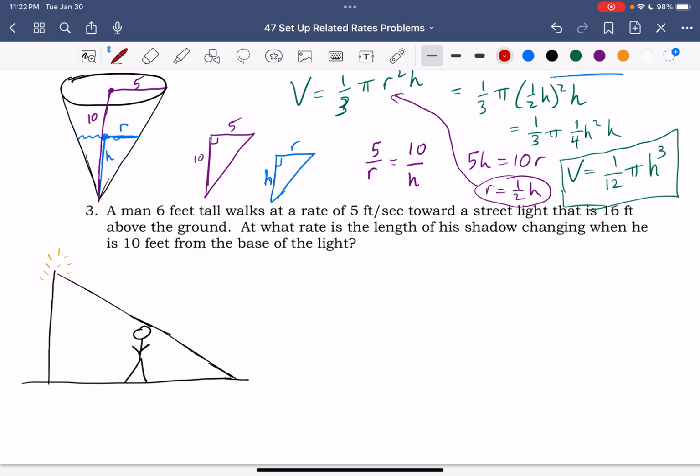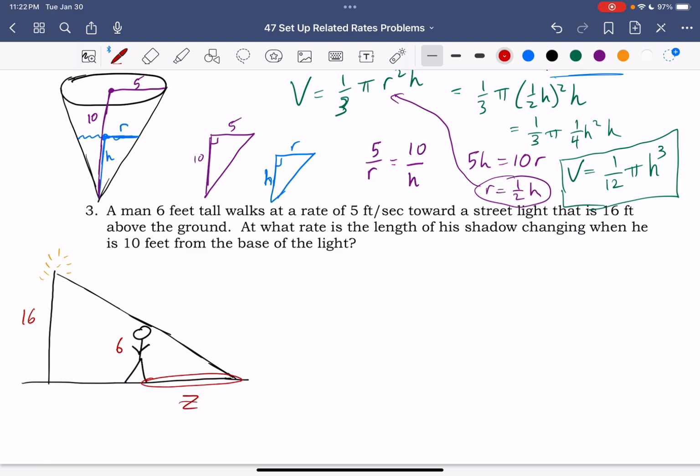We have that the street light is 16 feet. We have that the man is 6 feet tall. Once again, the rate of 5 feet per second, that does not go on our diagram. We will use that at a later point. And so then what we have is the question itself. We want to know the rate of the length of his shadow. So we need something that is his shadow right here.